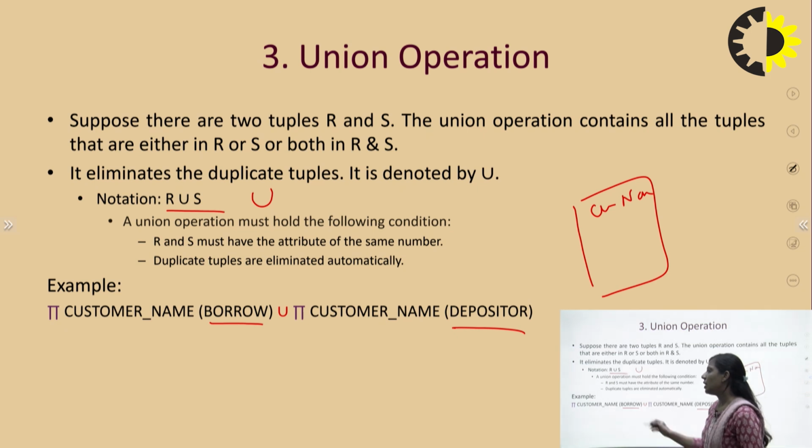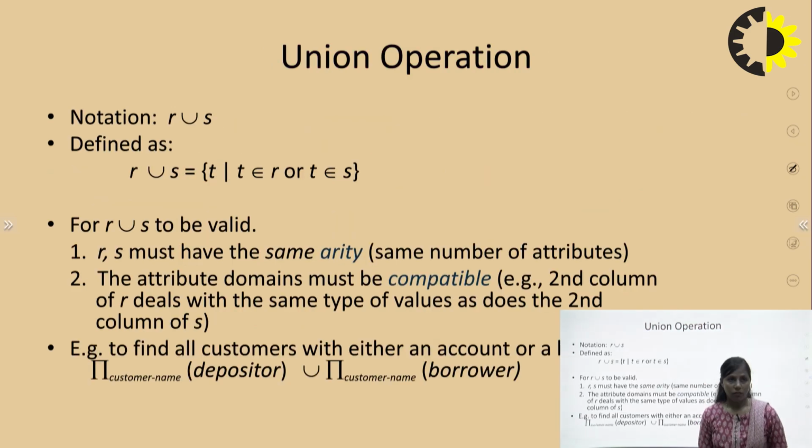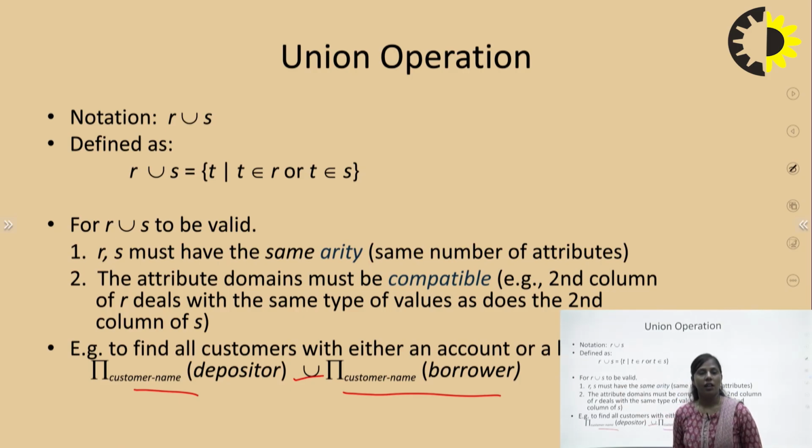But the condition is that R and S must have this attribute of the same name, the customer name and the customer name. Only then will we get the same values as an output. This is how we have denoted it. We can combine the values. Over here also we used the customer name and the customer name part. Then we used this union symbol. Then we used the other table. So this is how we have used different tables. We have combined the data or the tuples of different tables.